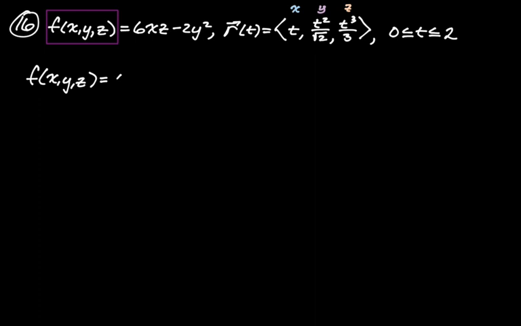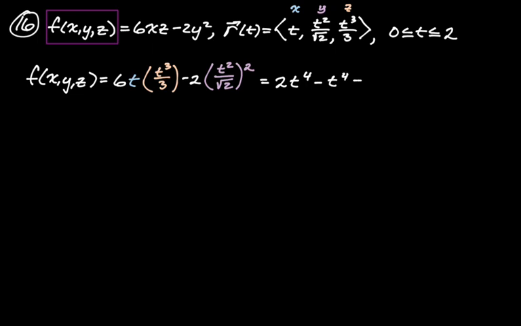So it's going to be 6 t and then t cubed over 3, minus 2, and then t squared over root 2, quantity squared. This will simplify quite a bit, right? Because this is basically 2t to the fourth and then minus t to the fourth, which is great because that means it's just t to the fourth. So f of r of t is t to the fourth. And again, I should have written f of r of t.